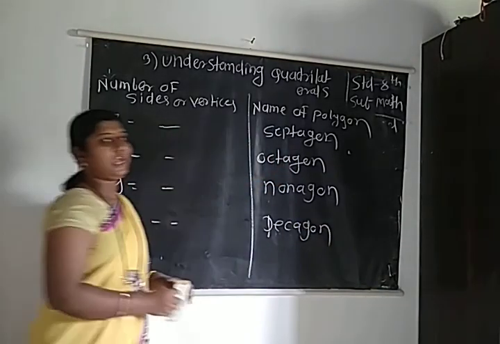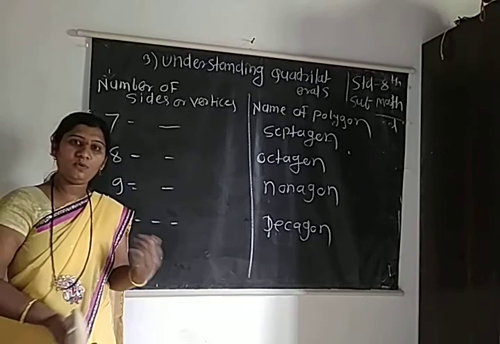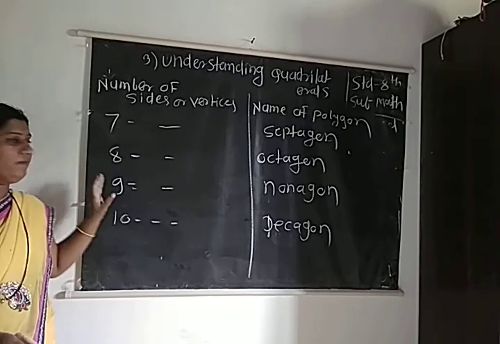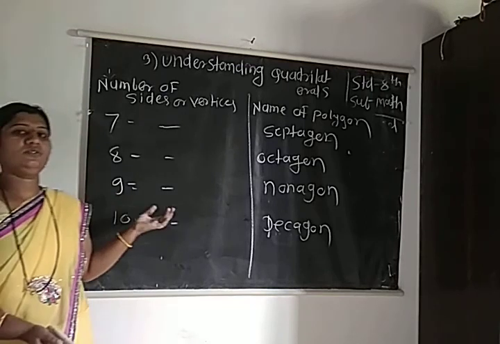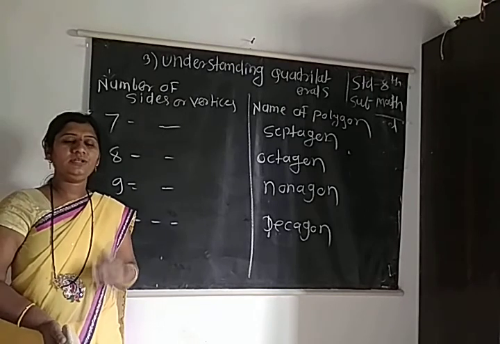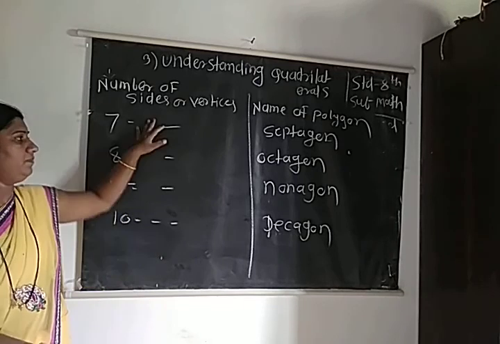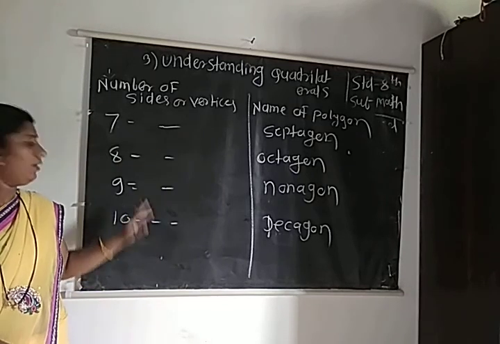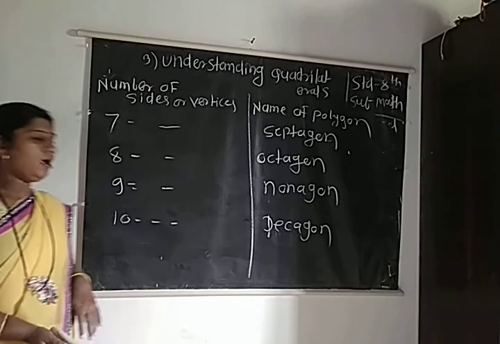So these are the types of polygon by using the number of sides and number of vertices. First one is the 3-sided polygon, triangle. Second one, the 4-sided polygon, is quadrilateral. 5-sided polygon is a pentagon. 6-sided is hexagon. 7-sided is septagon. 8-sided is octagon, 9-sided is nonagon, and 10-sided is decagon.